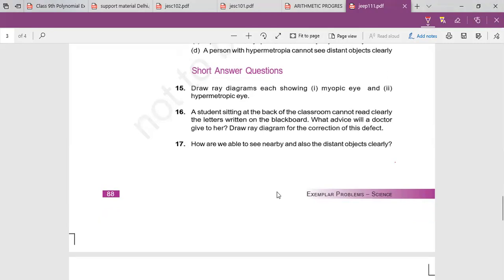When we see nearby objects, the ciliary muscles contract, the lens becomes thicker, and the focal length decreases. In the case of distant objects, the ciliary muscles relax, the lens becomes thinner, the curvature decreases, and the focal length increases.